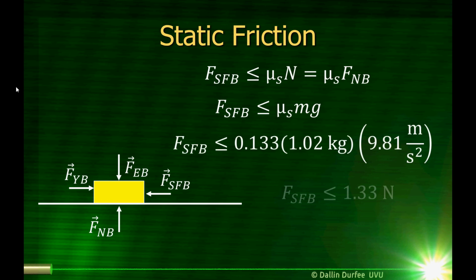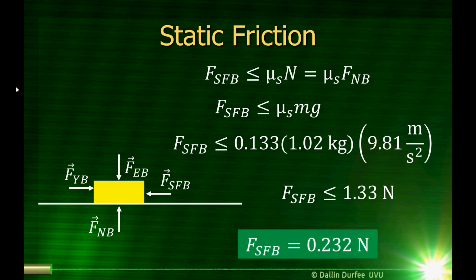Well, we plug the numbers in and we find that the maximum force due to static friction in this case is 1.33 newtons. The answer we got was 0.232 newtons. So what that tells us is that the force of static friction that we predicted is smaller than the maximum possible static friction force. Therefore, we got the right answer. So 1.33 newtons is not the answer. It was just a check.